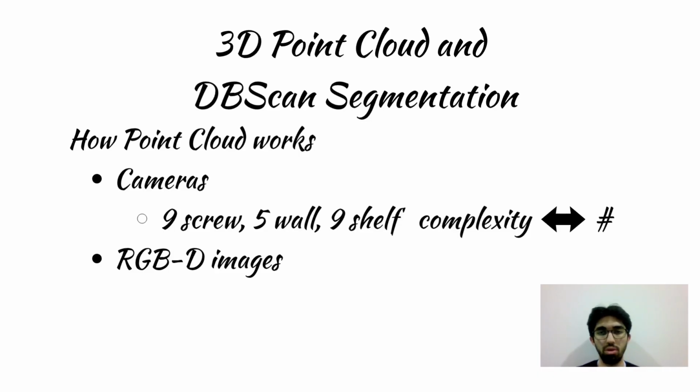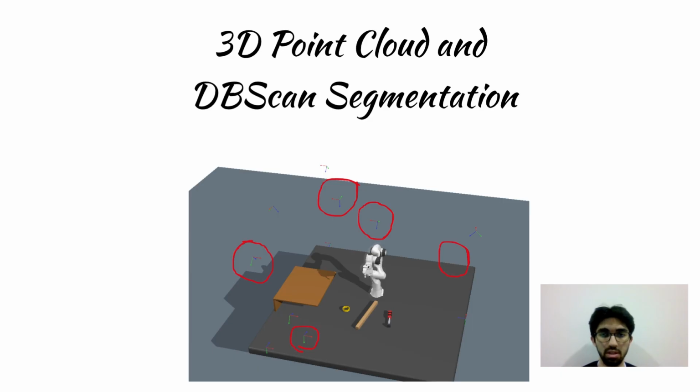First, to get the point cloud, we capture RGBD images using our cameras. The number of cameras depends on the complexity of the scene. As you can see, we use 9 cameras for the more complex screw and shelf tasks, and 5 cameras for the wall task. These RGBD images give us both color and depth data, which we use to build our 3D point cloud.